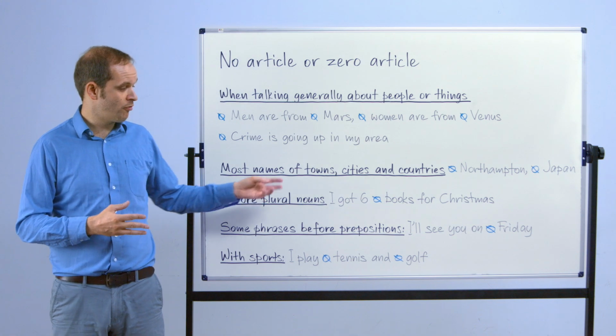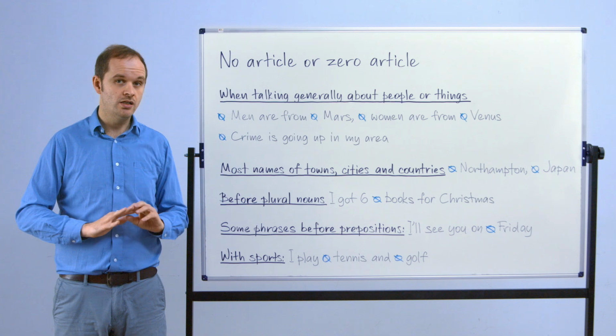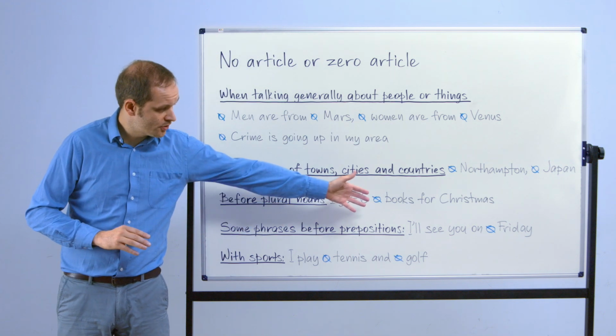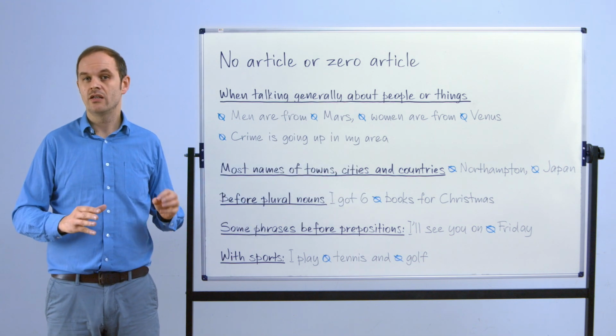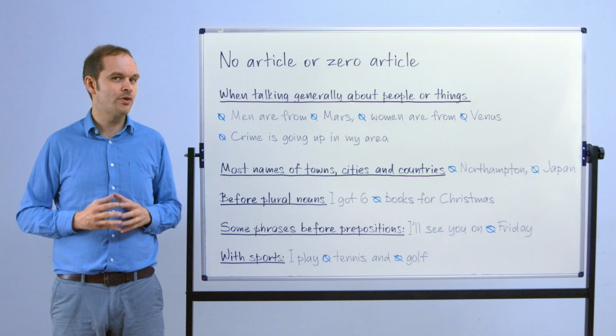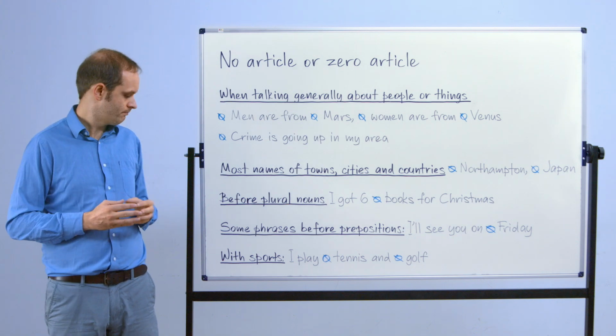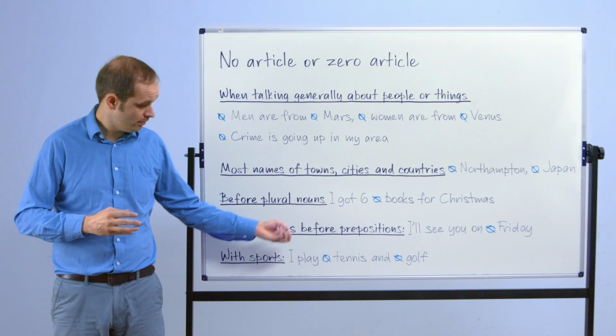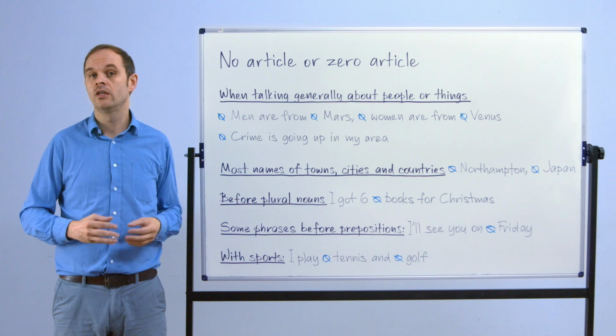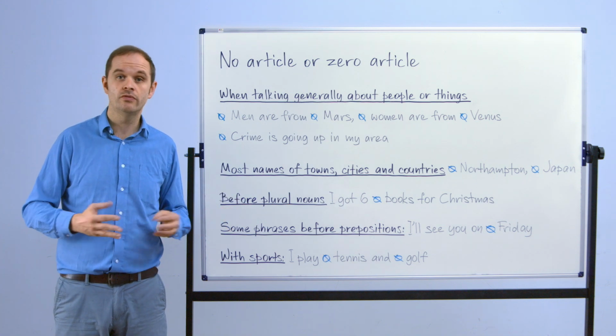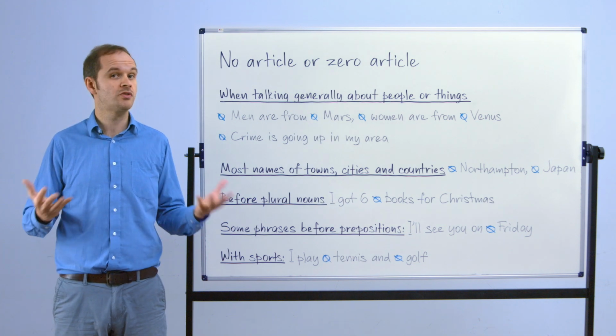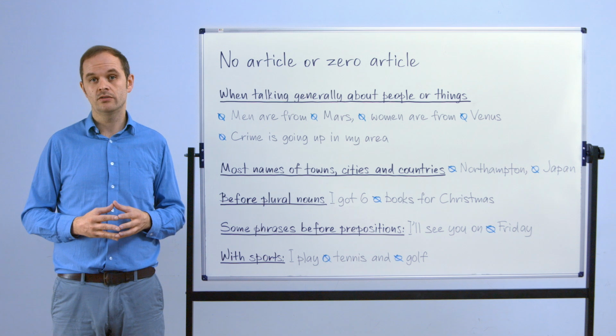Some phrases before prepositions don't need an article. For example, I'll see you on Friday. So again, no article is needed even though it's a prepositional phrase here. With sports, for example, I play tennis and golf. So it's not the tennis or the golf, just tennis and golf. Because with sports, we don't need an article.